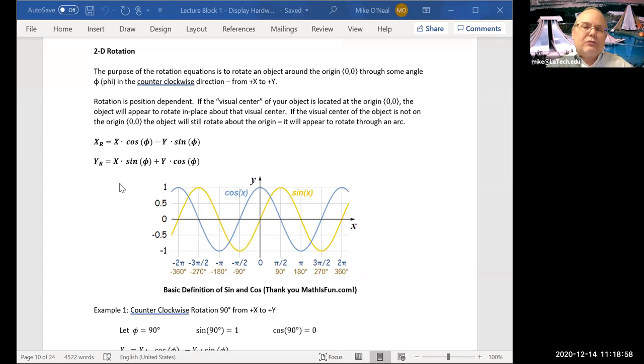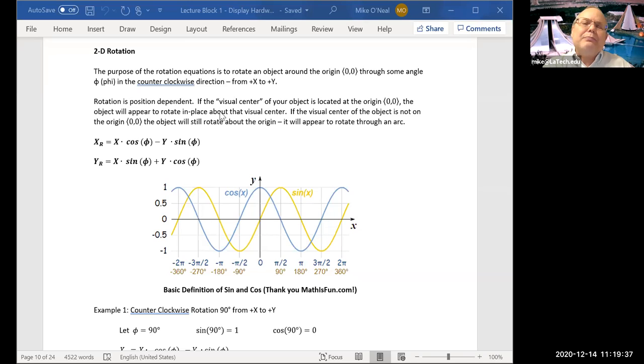Rotation is position dependent, just like scaling was. So if the visual center of your object is located at the origin, the object will appear to rotate in place about that visual center. If the visual center of the object is not on the origin, the object will still rotate about the origin. It will appear to rotate through an arc in a counterclockwise direction.